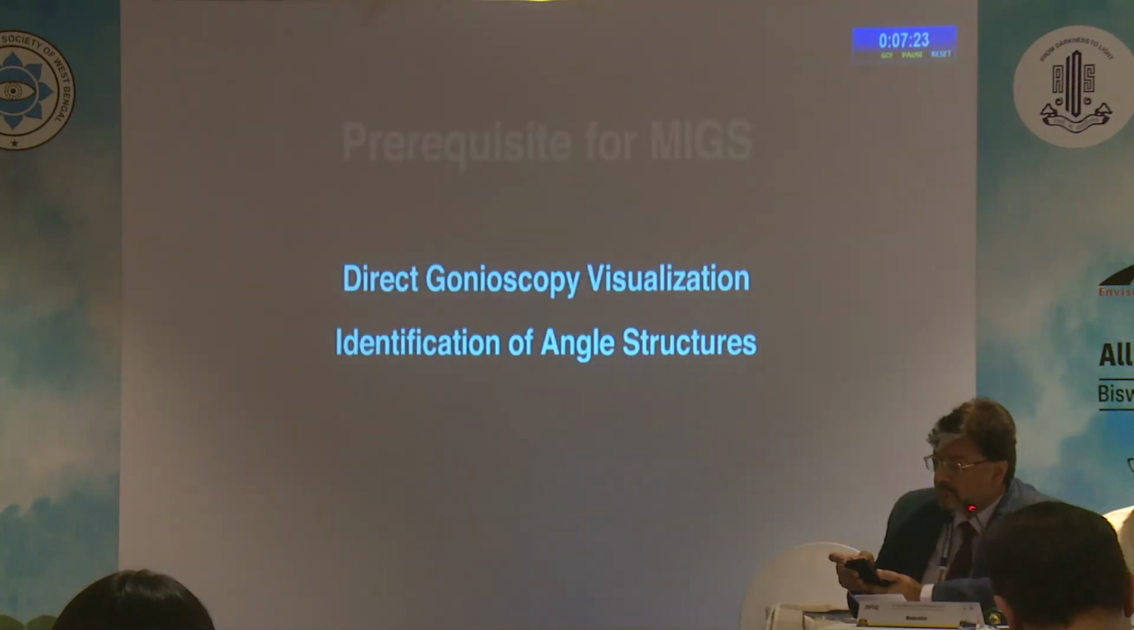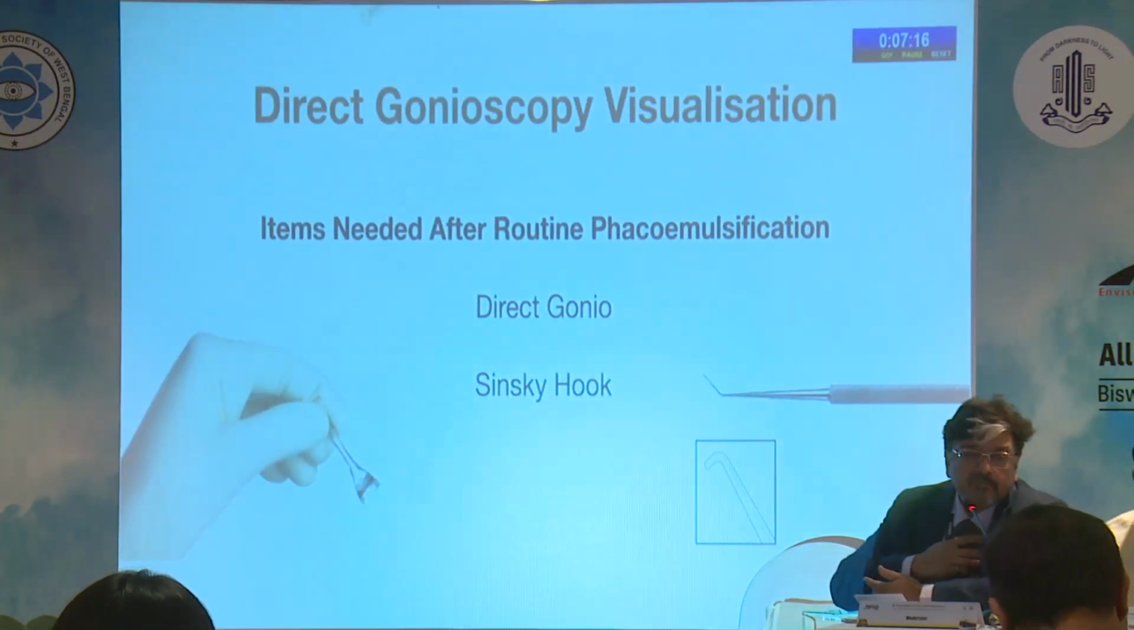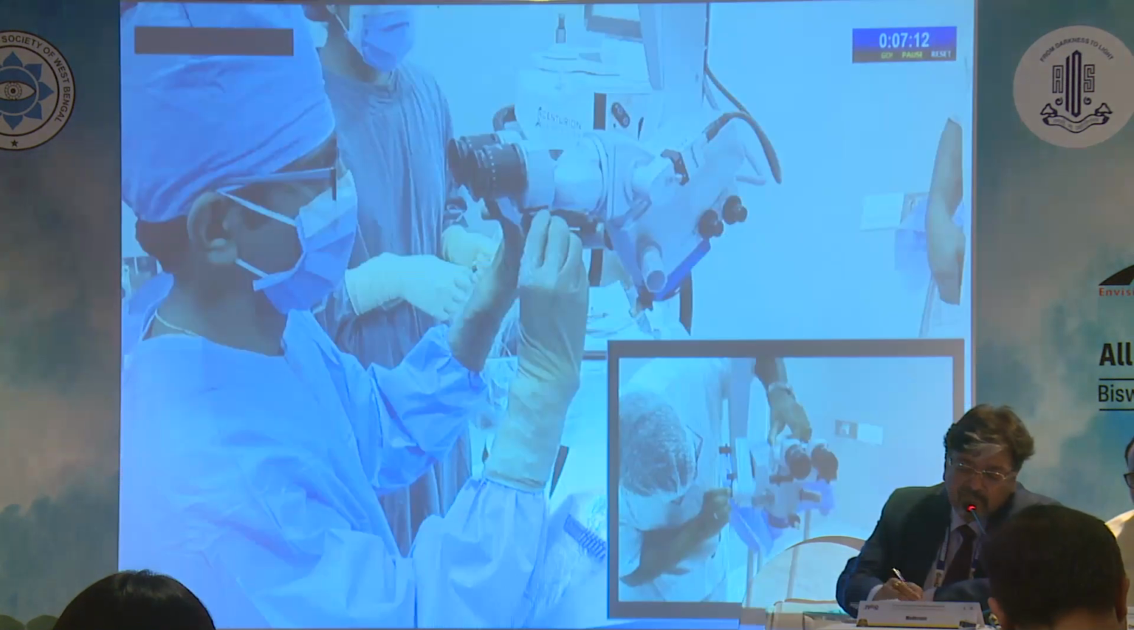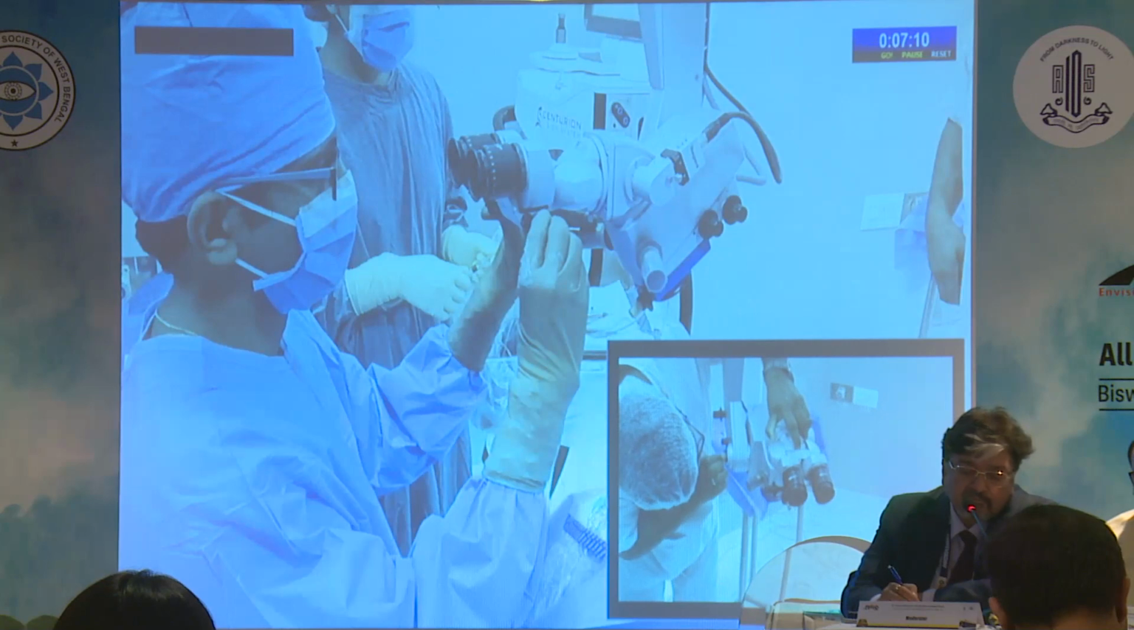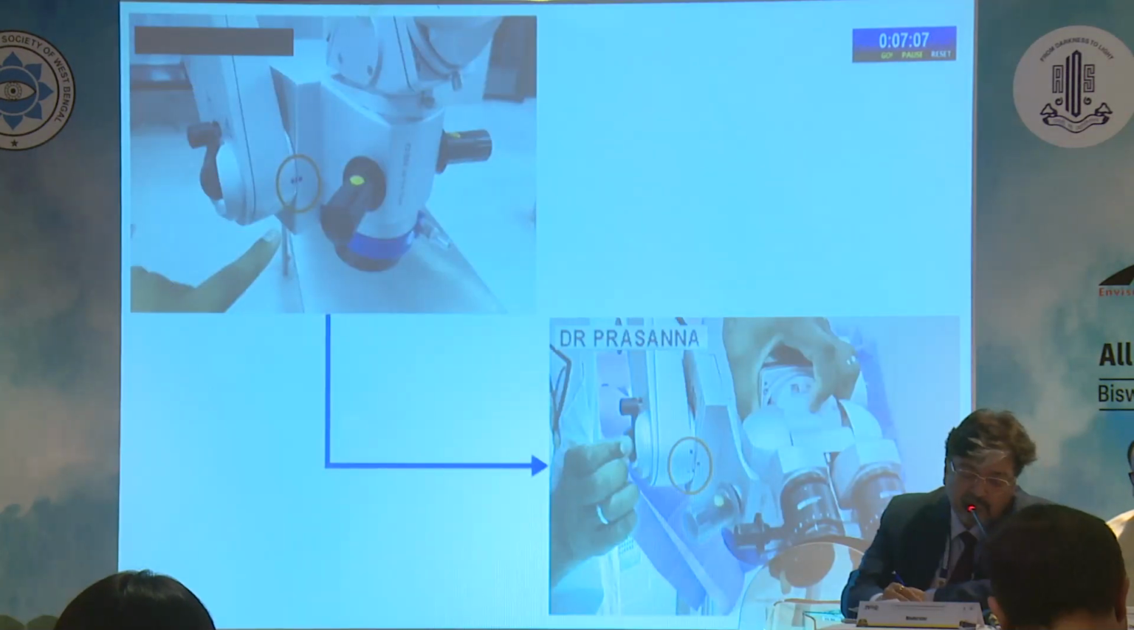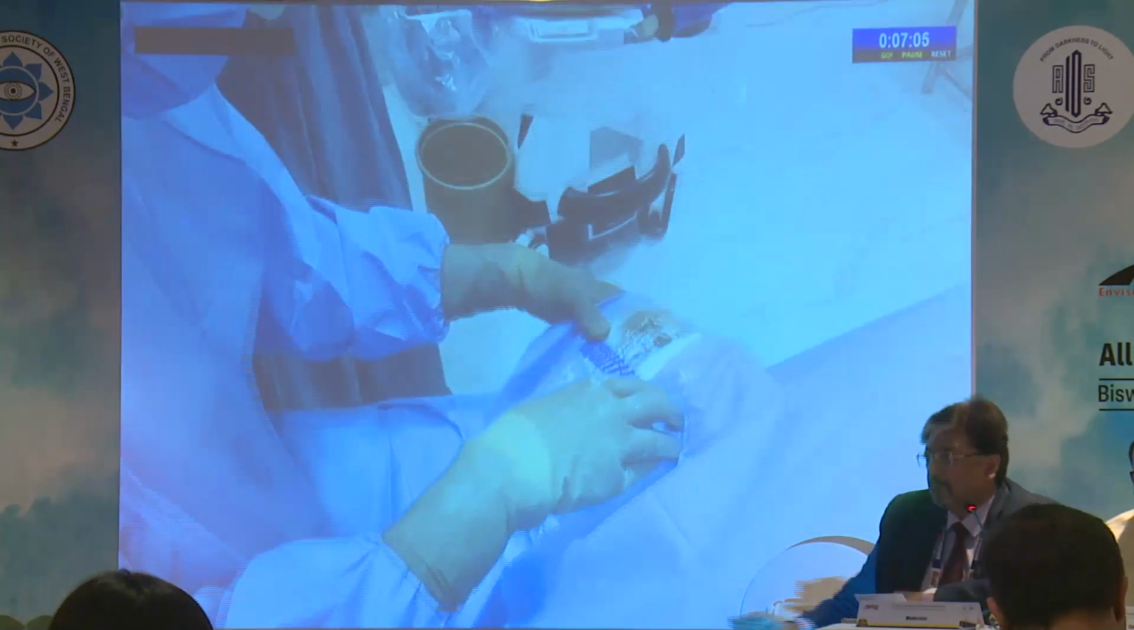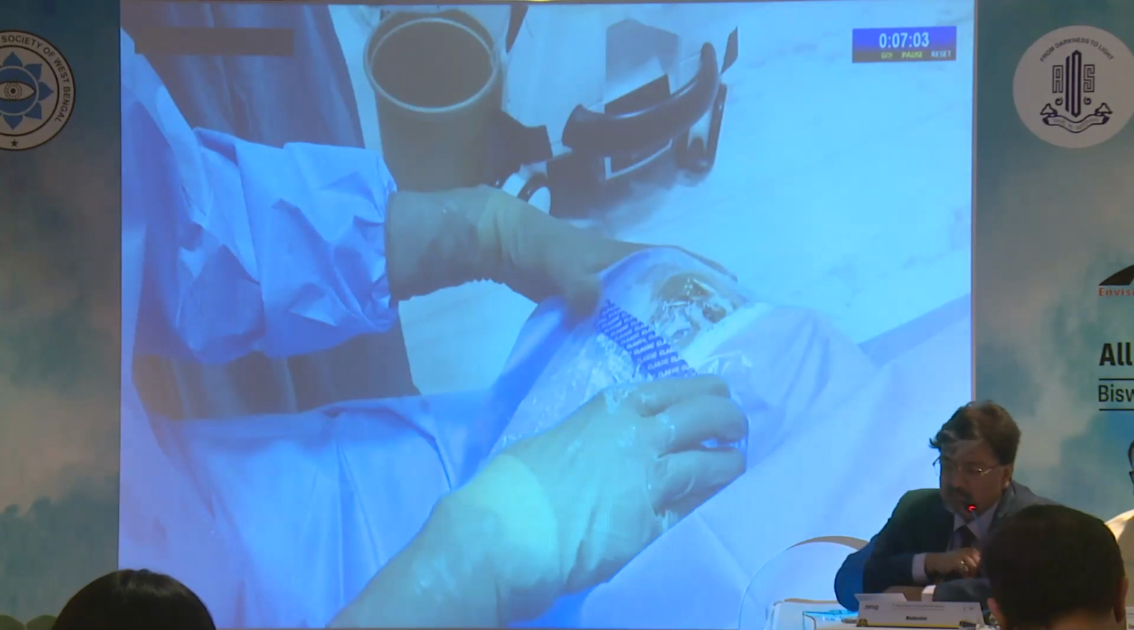Prerequisite for performing MIGS are direct gonioscopy visualization and identification of angle structures. Direct gonioscopy visualization. Items needed are direct gonio and Sinskey hook. Before performing direct gonioscopy, the microscope is tilted 45 degrees towards the operating surgeon and the patient's head is tilted 45 degrees away from the surgeon.